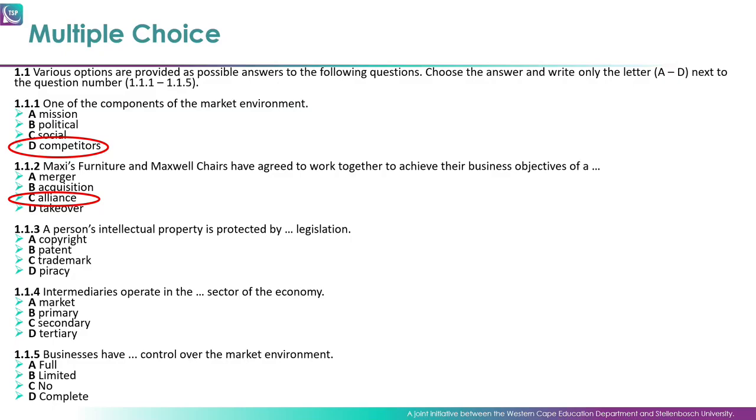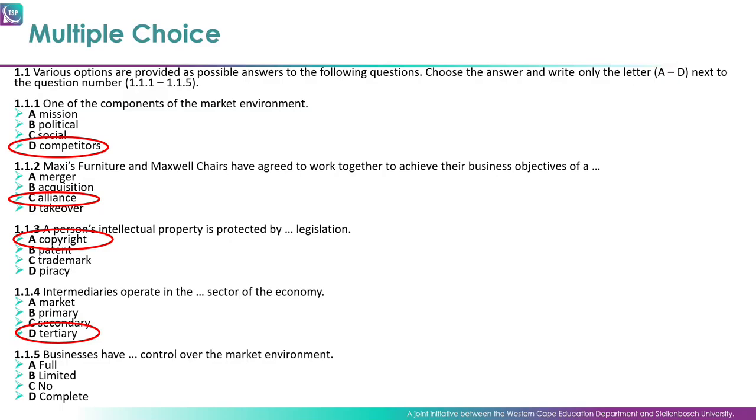But when two businesses agree to work together, there's no takeover or ownership involved, so then it can only be alliance. 1.1.3, a person's intellectual property is protected by copyright legislation, so nobody else can copy that content. 1.1.4, intermediaries operate in the tertiary sector of the economy.